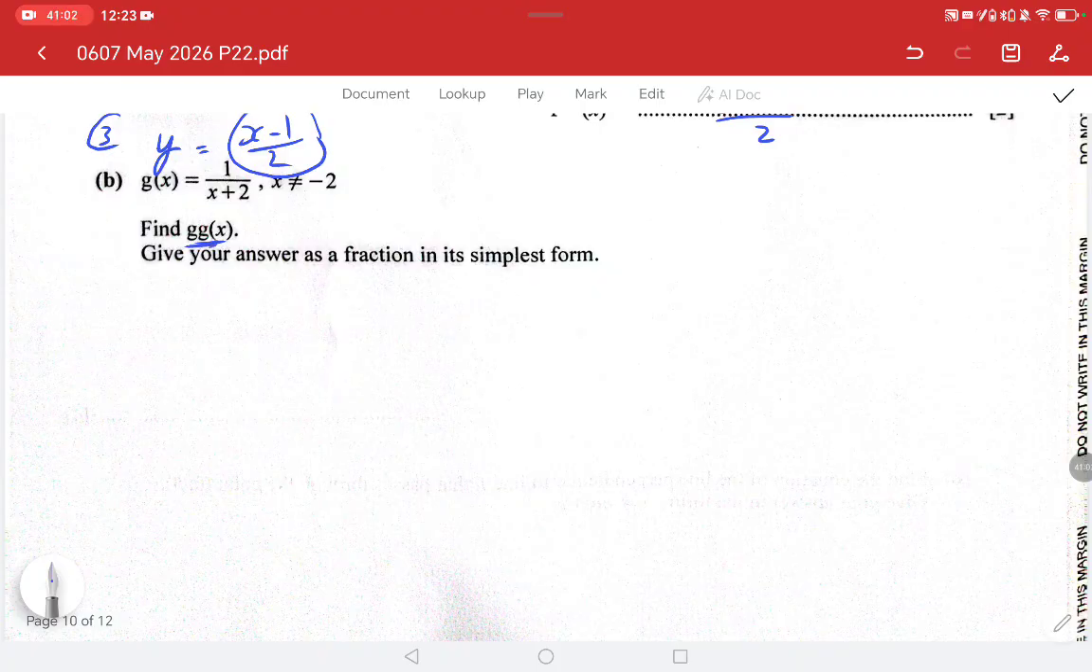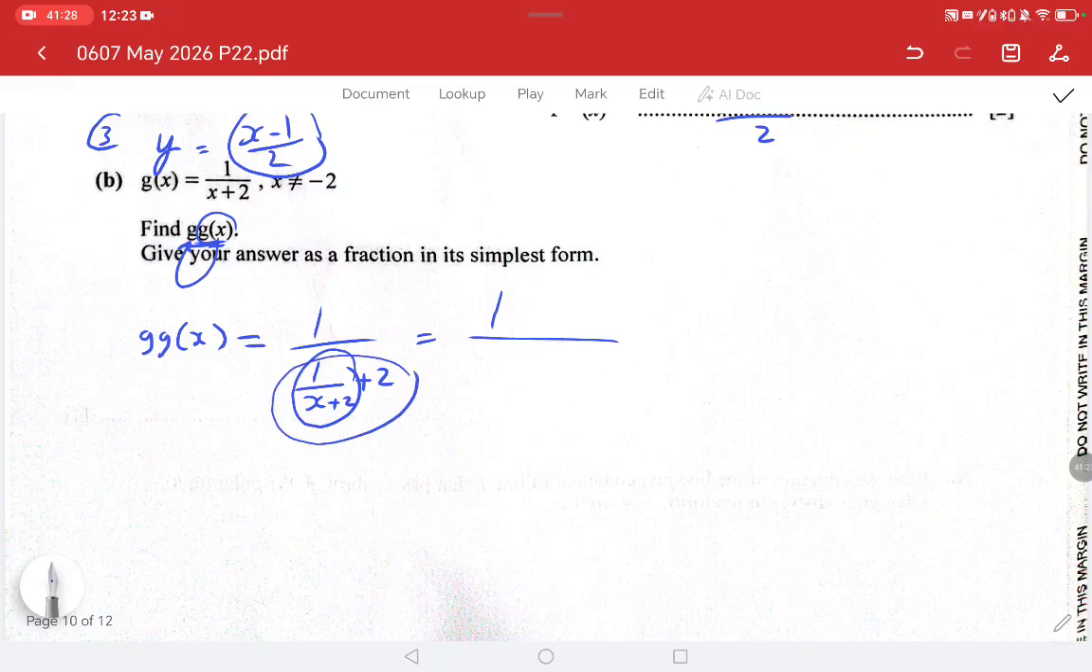Find this composite function g of g of x. So take g of x and put it again inside g. g of x equals 1 over (x plus 2). What's x? I will write again the whole expression inside x, so 1 over (1 over (x plus 2) plus 2). So what to do then? To have one single fraction, what to do? The common denominator here is x plus 2, then cross multiply.